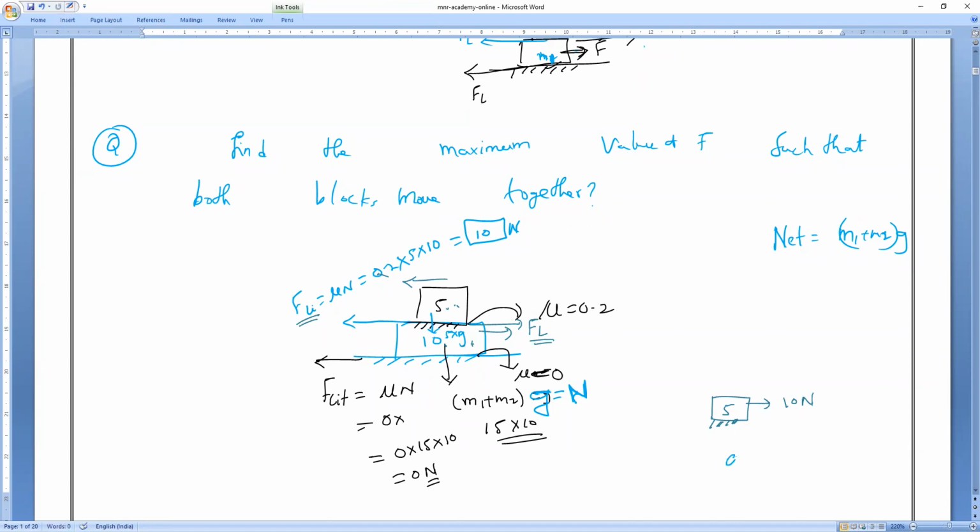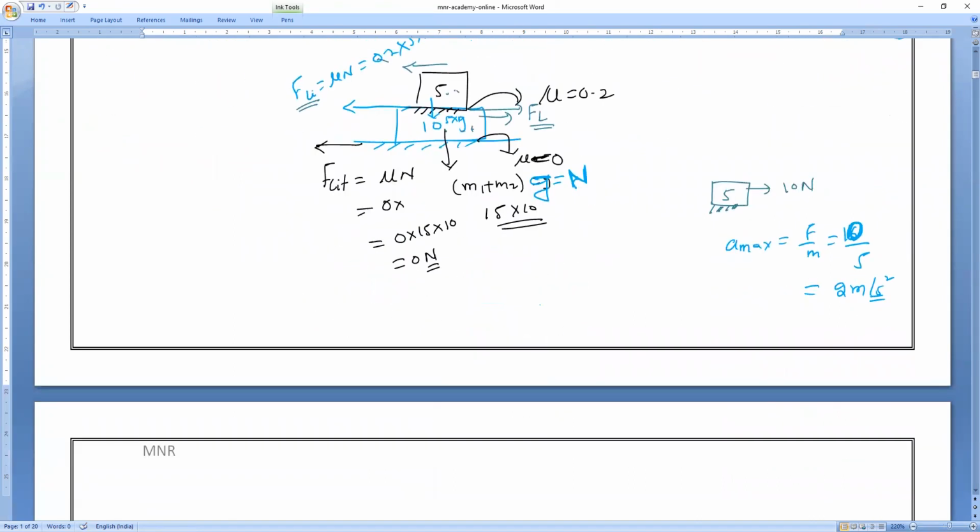So what is the maximum acceleration of this body? Acceleration is equal to F by M, where F is 10 divided by mass, which is 5. So what is the maximum acceleration, everybody? 2 meters per second squared. This is the only body which is experiencing what force? No external force. It is experiencing only frictional force. Step two: I have calculated the acceleration, and this acceleration I have to use for the other body.